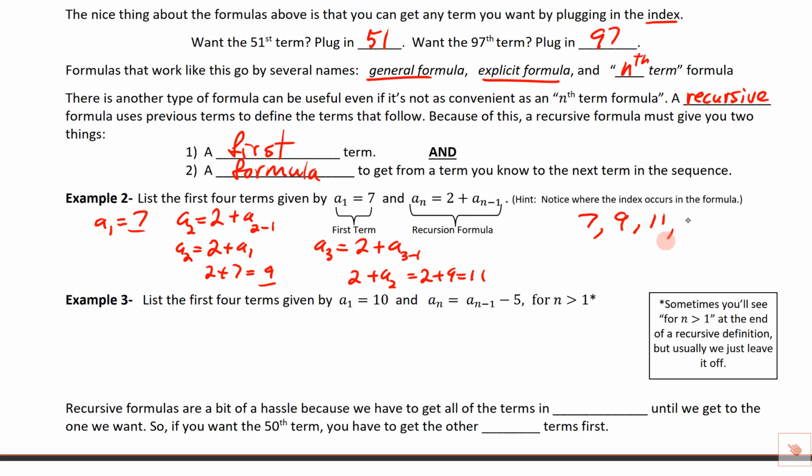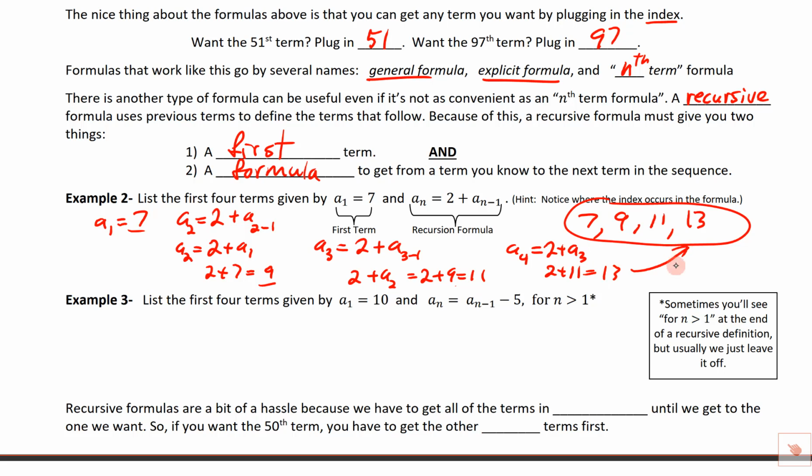Now you can guess that the next one's going to be 13, but let's just check and make sure that it's 13. So this is going to be a sub 4, and let's see if we can speed this up just a little bit. If this one's a 4, this one's going to be 1 less than that. So this is going to be 2 plus a sub 3. That means the third term. So we're going to have 2 plus the third term of 11, because remember the third term was 11, and we do indeed end up with a 13.